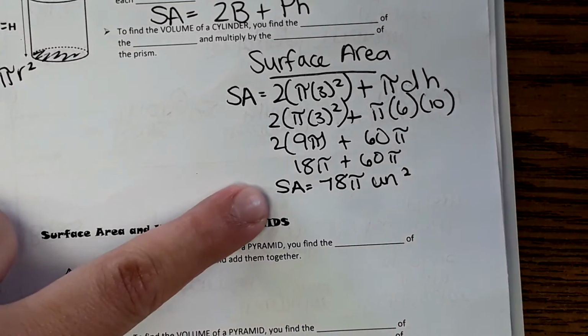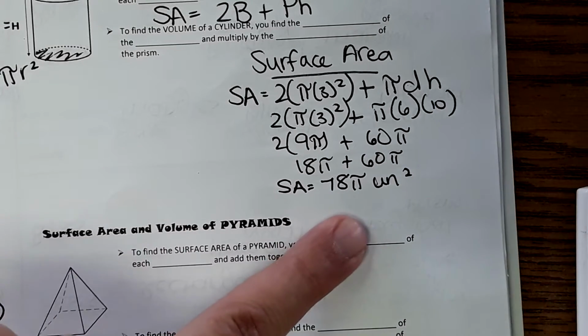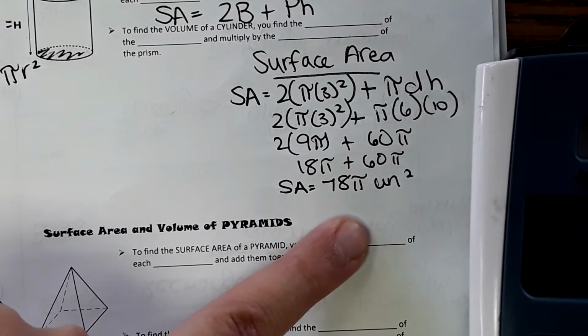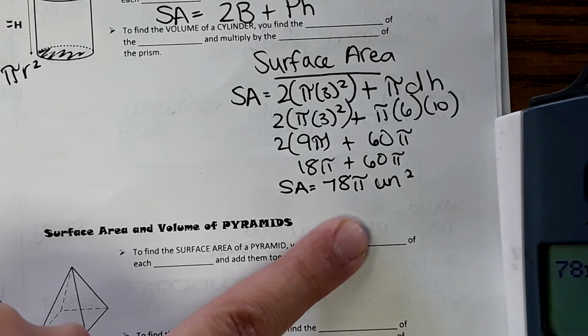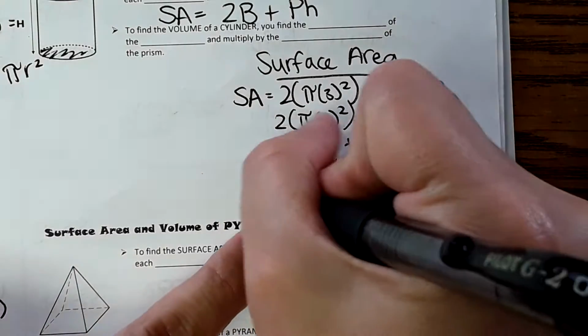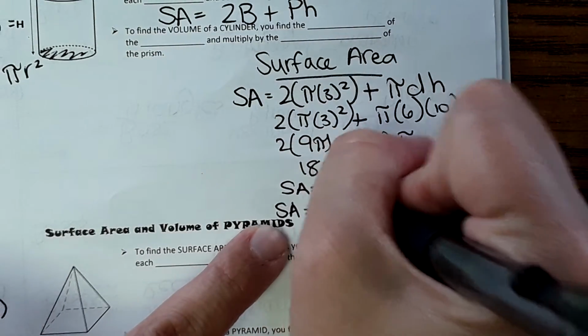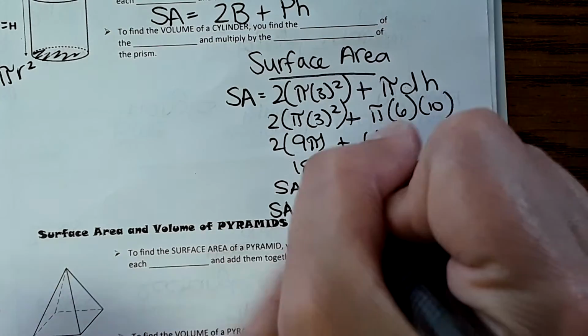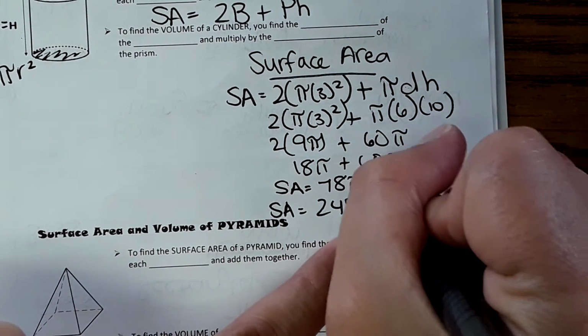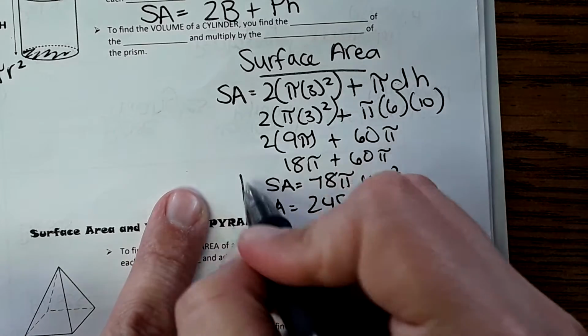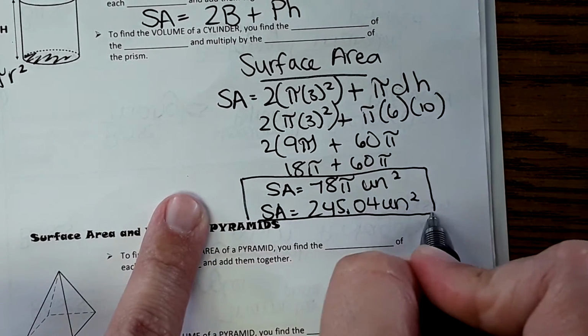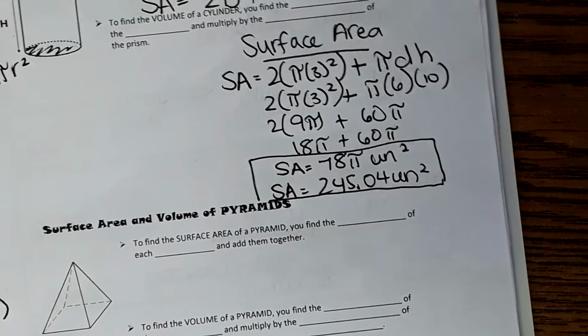Now if all the answer choices are just a decimal without the pi symbol, all you do is take 78, multiply it by pi, and you get 245.04 units squared. I'll do 2 decimal places. So both of these are correct answers. It just depends on how it wants the final answer.